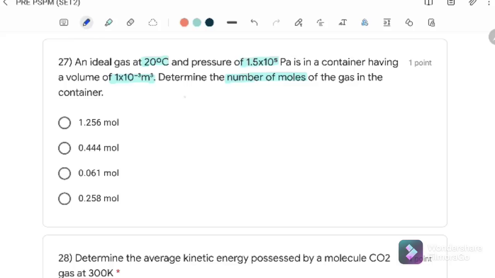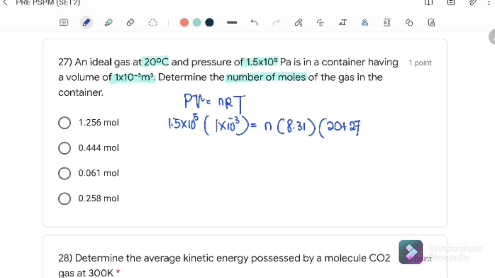So we can use the ideal gas equation PV equals nRT to find out the value for mole. P is the pressure, 1.5 exponent 5. V is the volume, 1 exponent negative 3. The number of moles is the unknown. R is a constant. T is 20 degrees Celsius, so you must add 273.15 to convert it into Kelvin. So the final answer for the number of moles is 0.061 mole. So the answer is C.